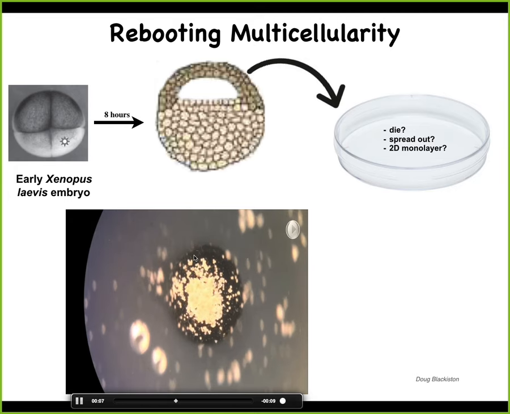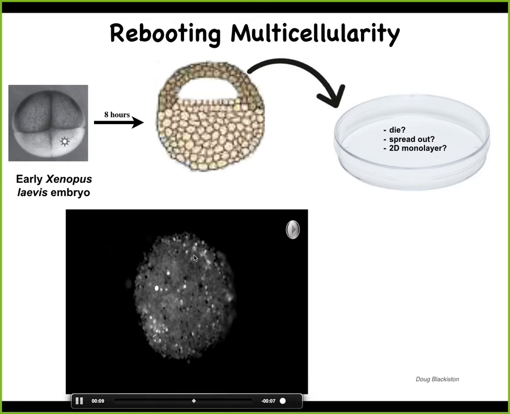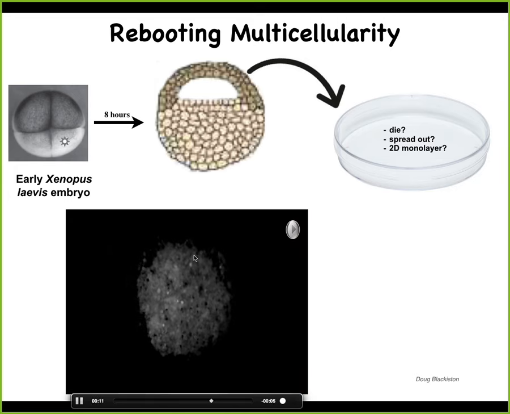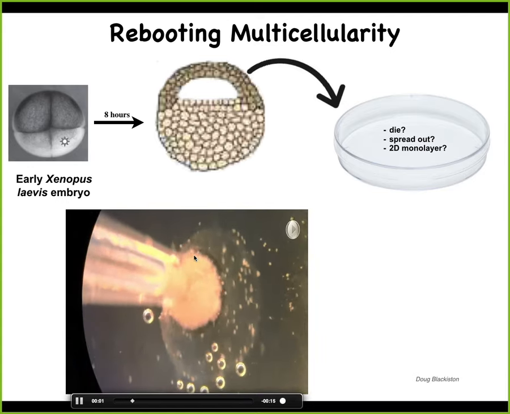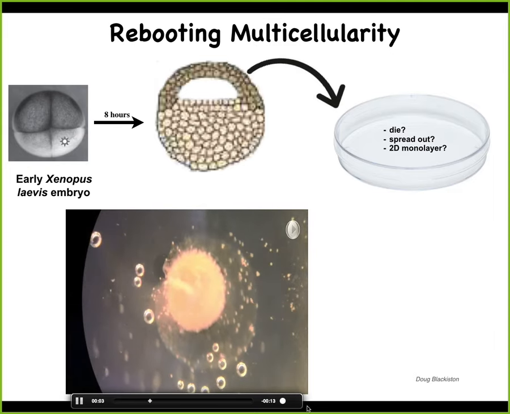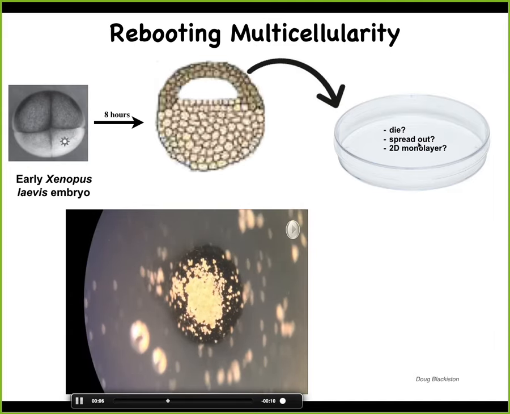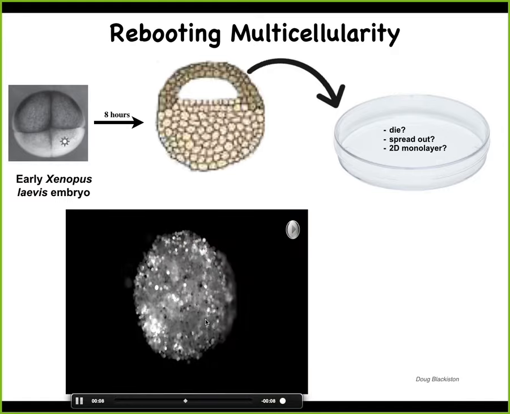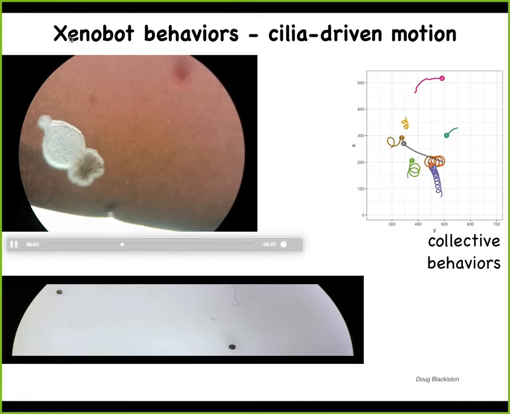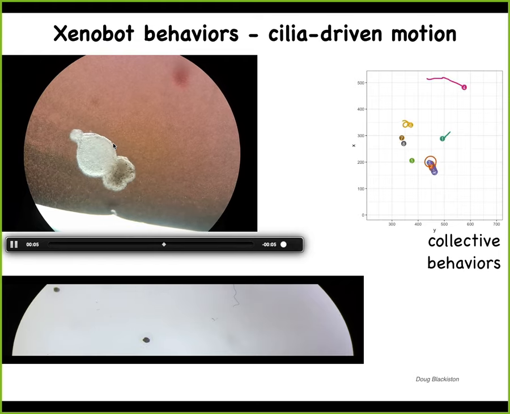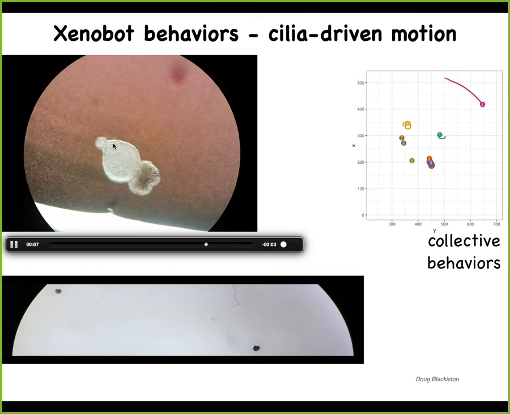Now, many things could have happened. They could have died, they could have crawled away from each other, they could have made a flat monolayer like cell culture, but we wanted to know what these cells would do if we extract them from the embryo and give them an opportunity to reboot their multicellularity. Well, it turns out they don't do any of these things. They gather together and they make this thing we call a Xenobot. Xenobot because Xenopus laevis is the name of the frog that we get them from, and we think this is, among other things, a biorobotics platform.